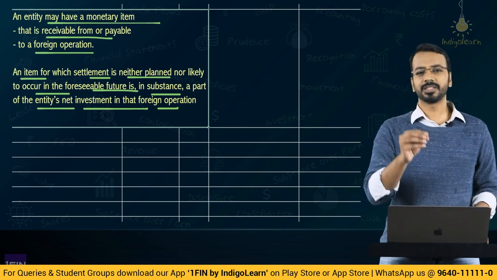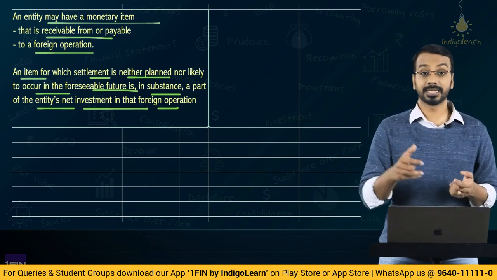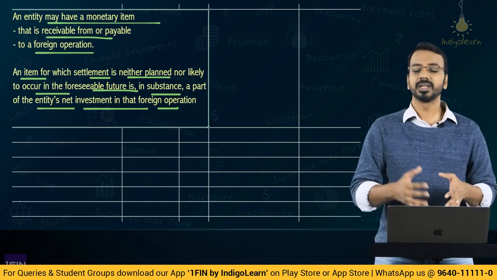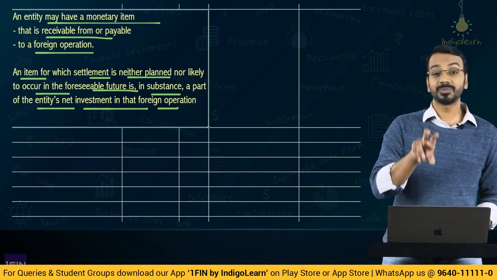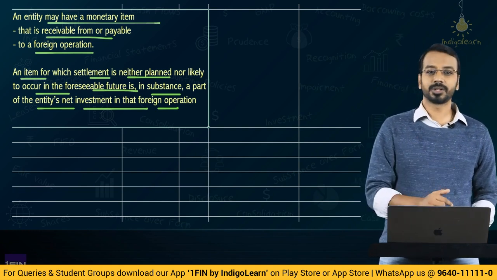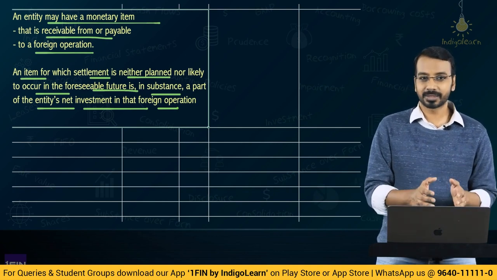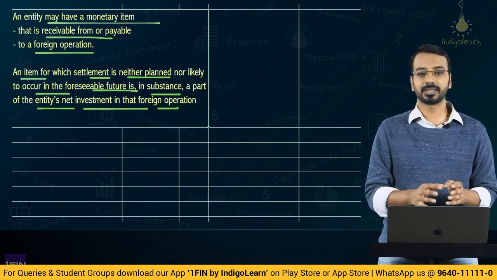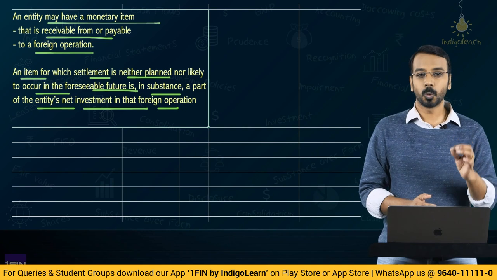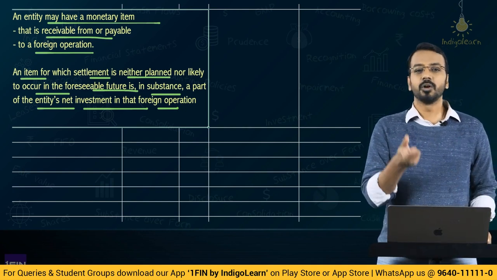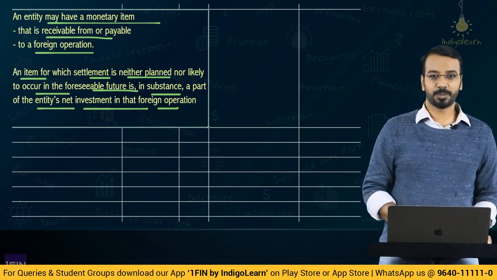What I mean is, if it is a monetary item like a trade receivable or trade payable, that will be settled in the course of transactions for which the settlement is also planned, then for such items there is no separate treatment. But the moment I say that something is a part of net investment in foreign operation, then at the time of consolidation, any exchange difference that arises, or at the time of incorporation of financial statements, any exchange difference that arises, has to be accumulated in the OCI. That is why we need to understand which monetary items form a part of net investment in foreign operation.